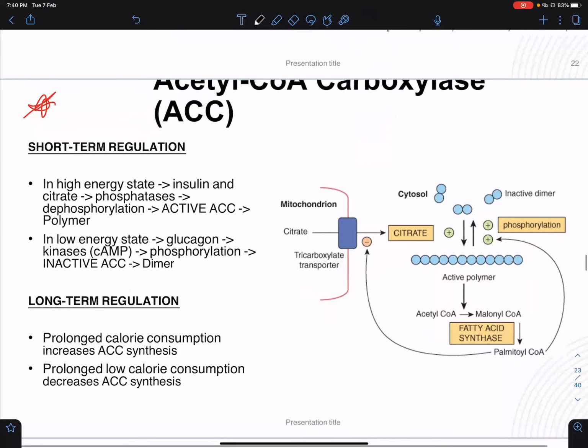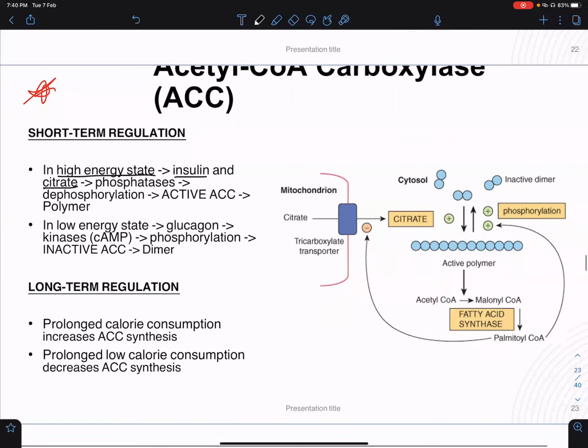So first of all, in the high energy state, in other words, in the fed state, what's released? Insulin, of course, and citrate, we talked about this. Why does citrate accumulate in the high energy state? Inshallah, this part is clear. So we have insulin and citrate.